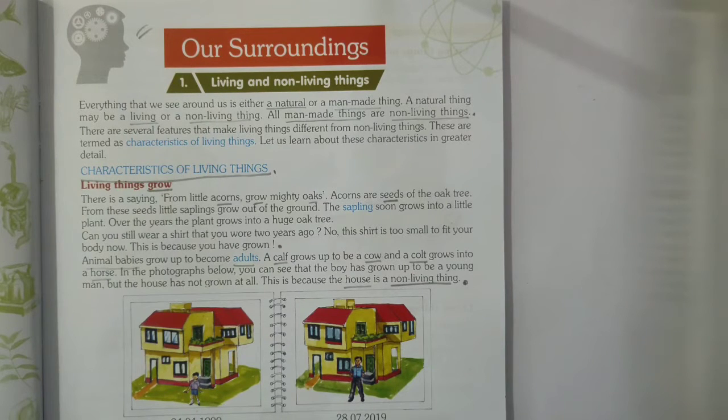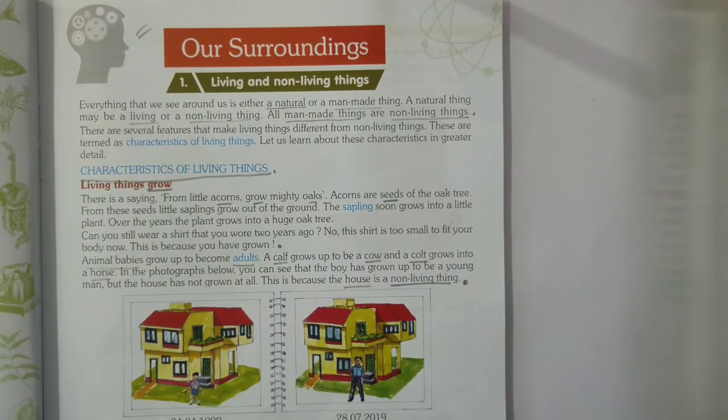The name of the chapter is Our Surroundings. Before reading, you have to know what is called surroundings. Everything around us is called surroundings. Let us read the book now.